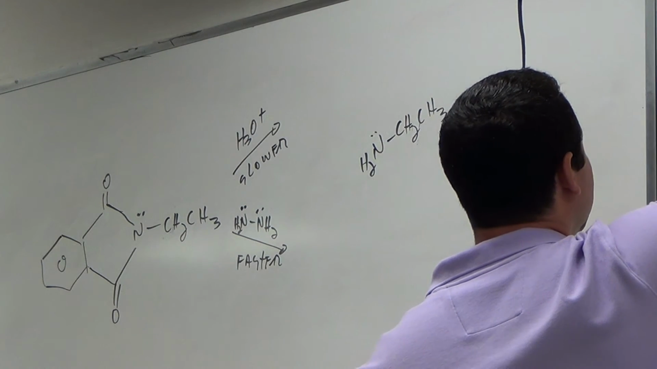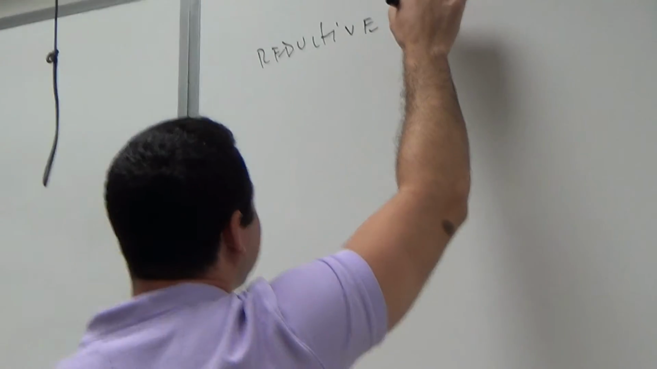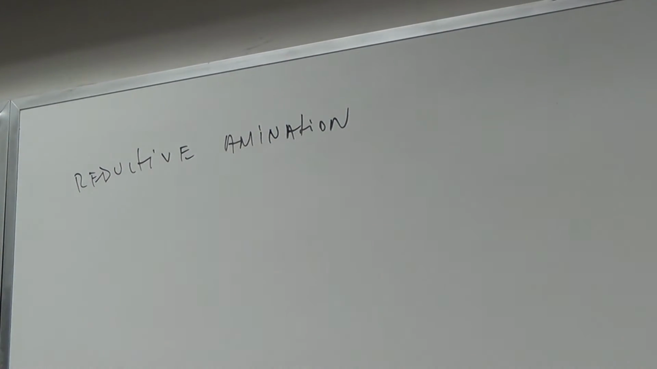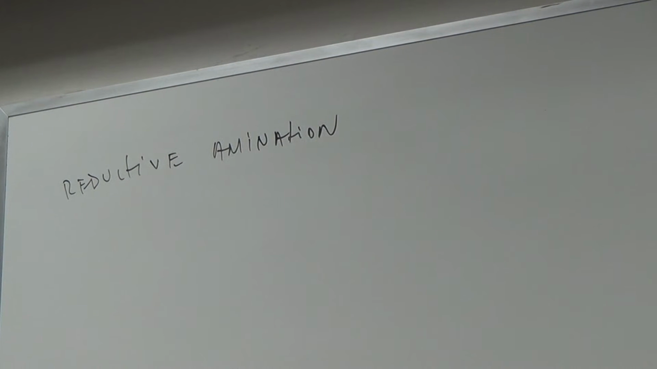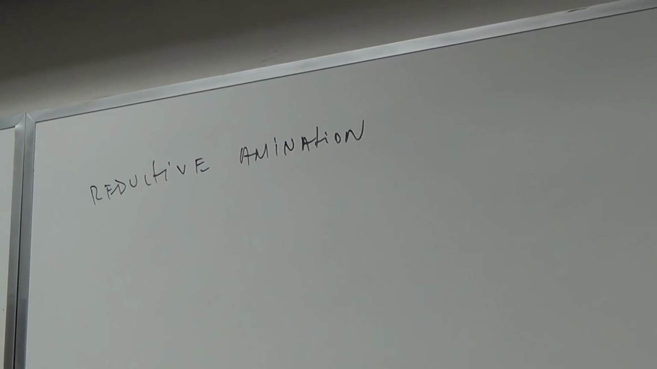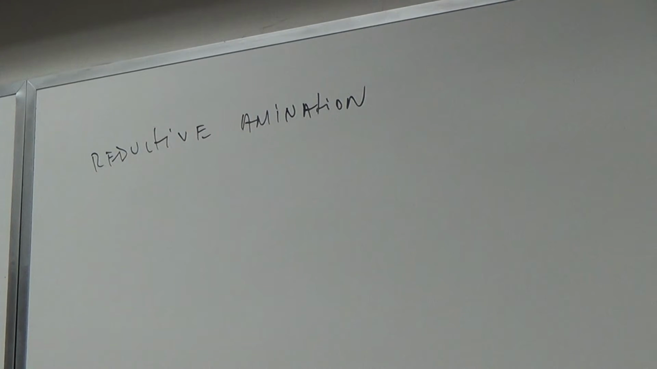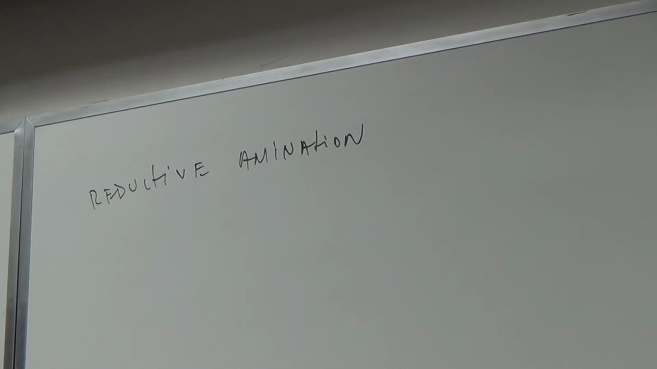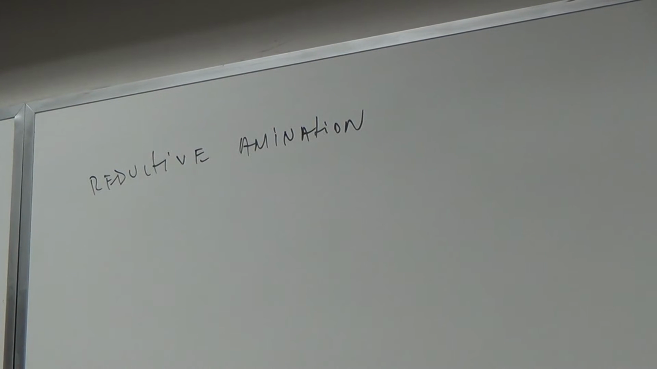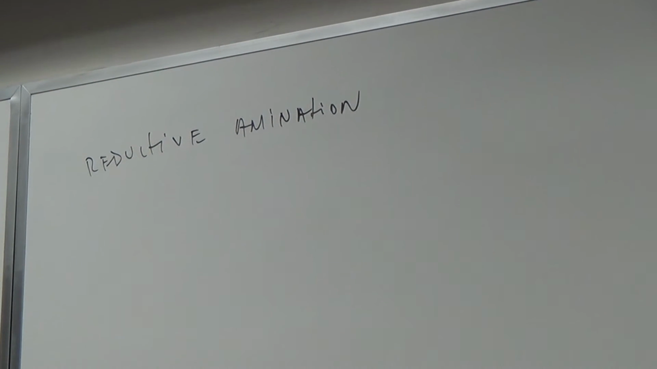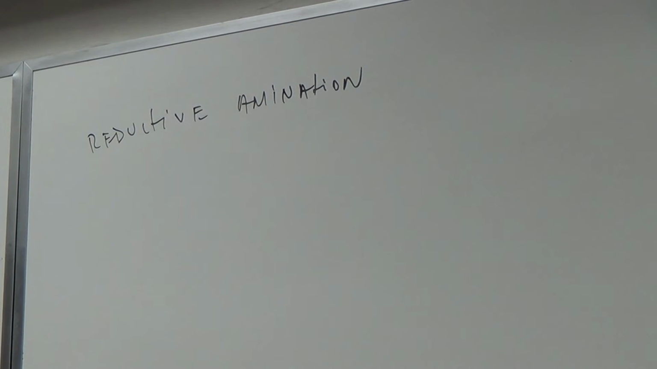Reductive amination. Now this reductive amination, you will have an amine and you will have a carbonyl. An amine with a carbonyl is going to give you what type of reaction? What's the product? Oh, you get the amine. You can get an amine if it's a primary, yes? If it's a secondary, what are you going to get? The enamine. Okay.